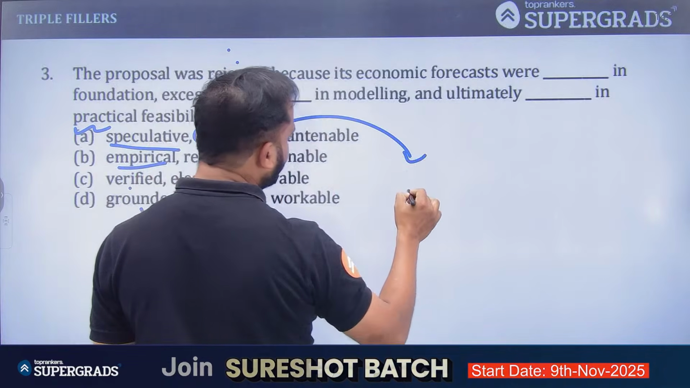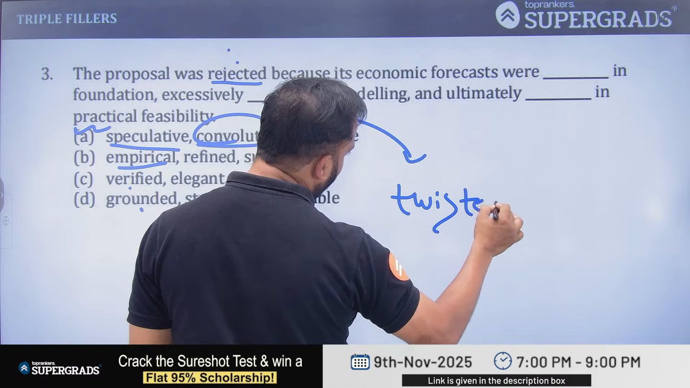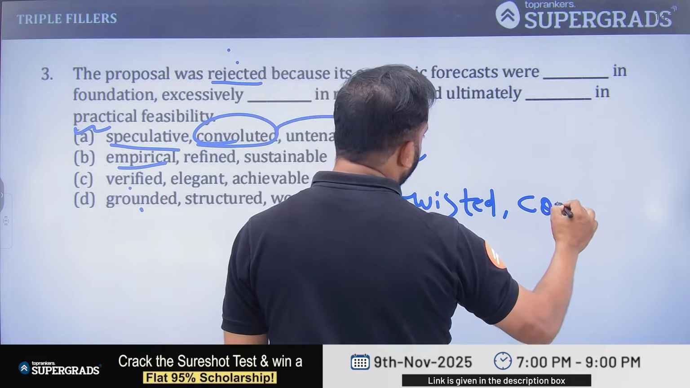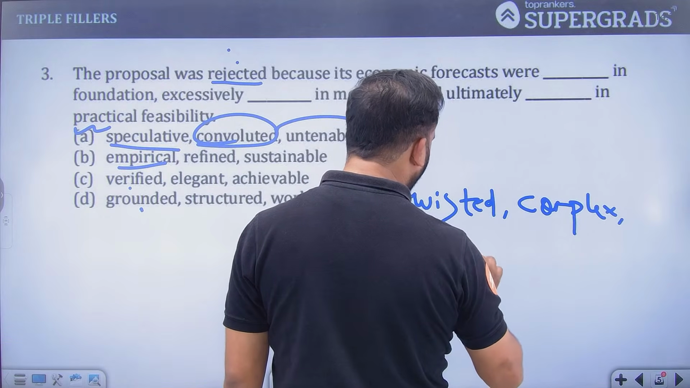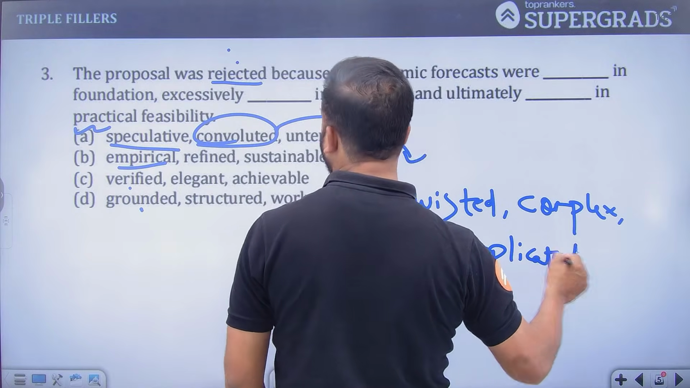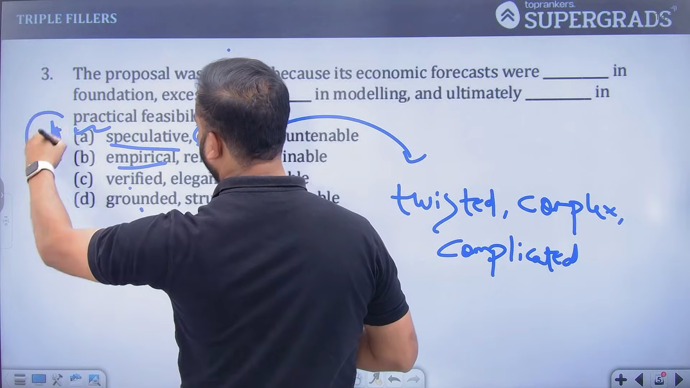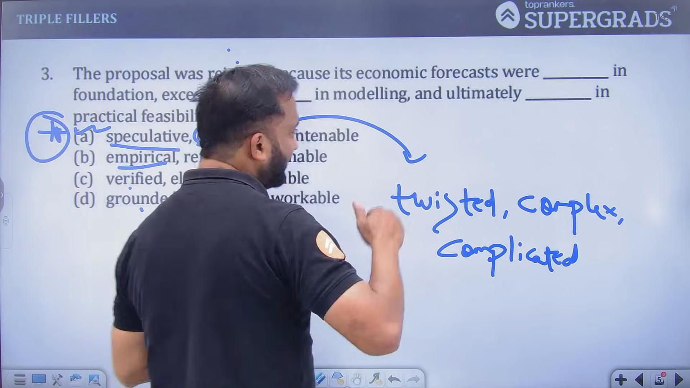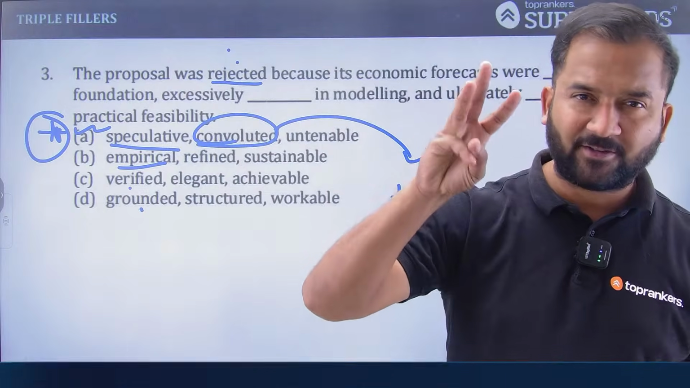complicated. Convoluted is twisted, complex, complicated. So that answers your question, students. A must be the correct answer. In A itself I can see the right pair, the right sequence of words. That was question number 3.